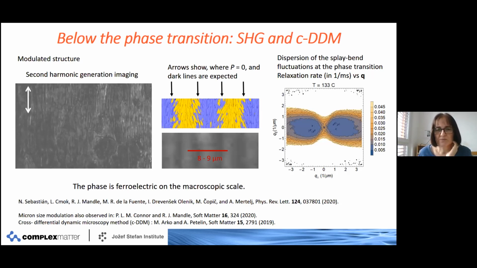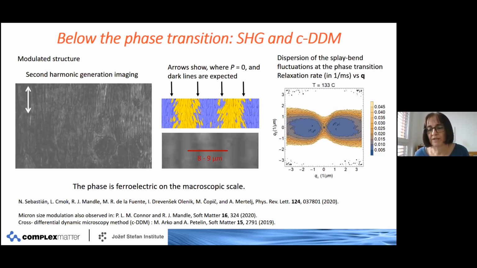The dark stripes correspond to the area where the polarization is 0, so it's the area where the polarization changes sign. The modulation period of this structure is between 5 and 10 microns, which shows that this phase is ferroelectric on the microscopic scale, so orders of magnitude larger than the molecular size.